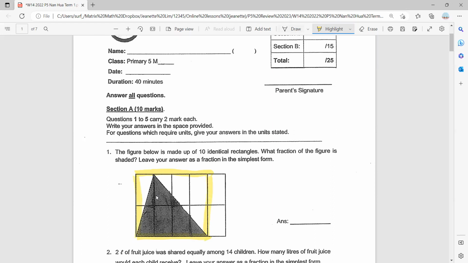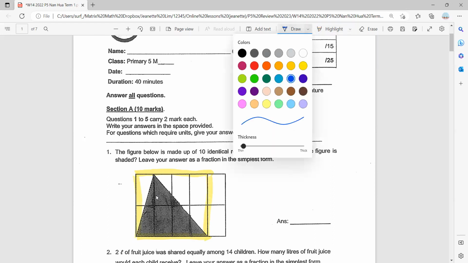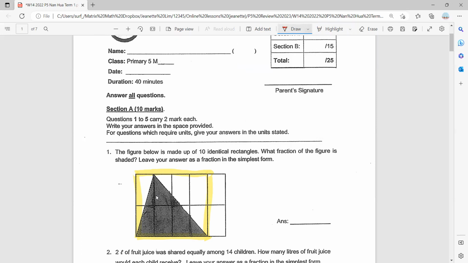Can you see that the shaded triangle is actually half of 1, 2, 3, 4, 5, 6, 7, 8. It's half of 8 rectangles. So the shaded part is actually 4 rectangles, because half of 8 is 4. Then the total number of rectangles is 10. So the fraction of the shaded portion will be 4 over 10, which is 2/5.